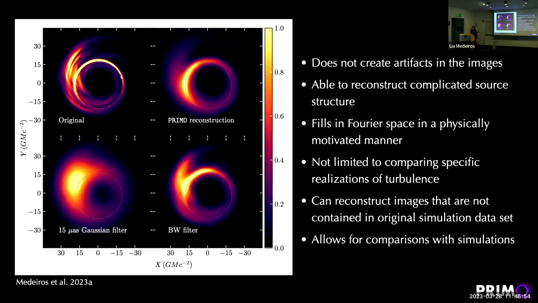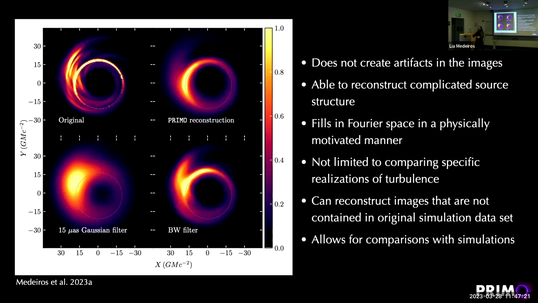So to summarize what Primo does, it does not create the artifacts in the images that we've seen from the imaging algorithms. We are able to reconstruct more complicated source structure than the geometric model fits. We fill in Fourier space in a physically motivated way. I believe that this is the very first time that we have ever done analysis of interferometric data and filled in the gaps in Fourier space with machine learning in a physically motivated way. So that's really, really exciting.